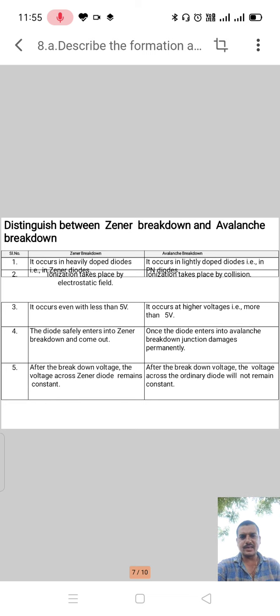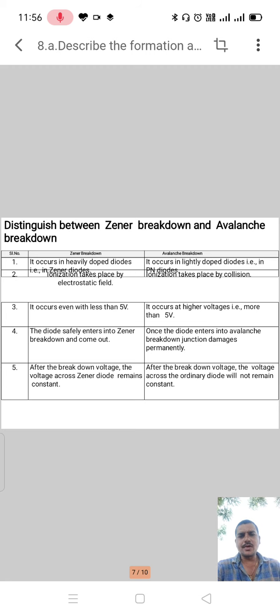Next point, fourth point. In Zener breakdown, the diode safely enters into Zener breakdown and comes out. And in avalanche breakdown, once the diode enters into avalanche breakdown, the junction is damaged permanently. But in Zener breakdown, the diode safely enters into breakdown and comes out.